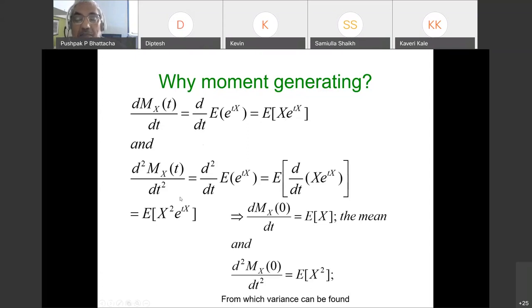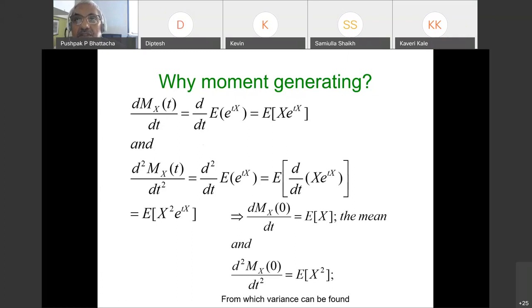The variance can also be found very easily, because you have the expectation of x square, and if you subtract the expectation of x whole square from this, you get the variance. The expectation of x is known from the first derivative, the expectation of x square is known from the second derivative, so the variance is found very easily from these derivatives by setting t equal to 0. So this is a very convenient mechanism to obtain the mean and the standard deviation of a random variable.